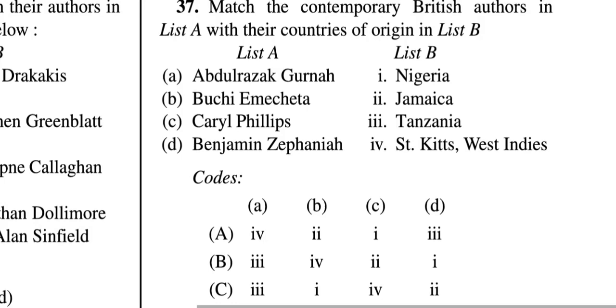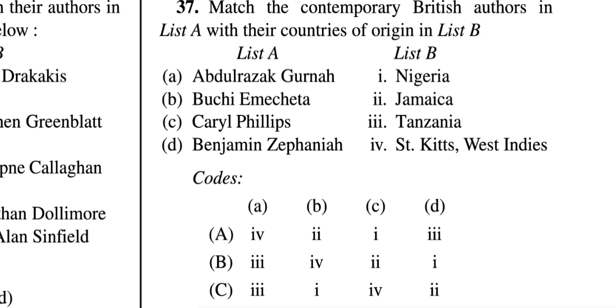It is C. That means A3. Abdulrazak Gurnah is related to Tanzania. I think you have heard his name. He has won a Nobel Prize in Literature very recently. Next, we have B1, Buchi Emecheta, Nigeria. C4, Caryl Phillips, St. Kitts, West Indies. D2, Benjamin Zephaniah, is related to Jamaica.